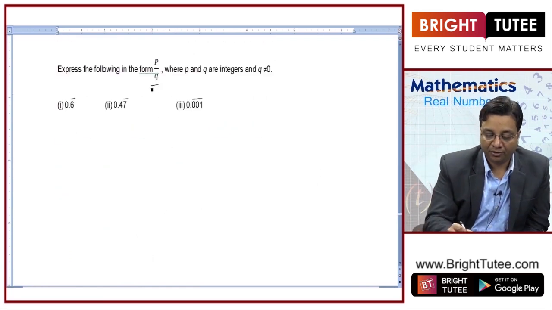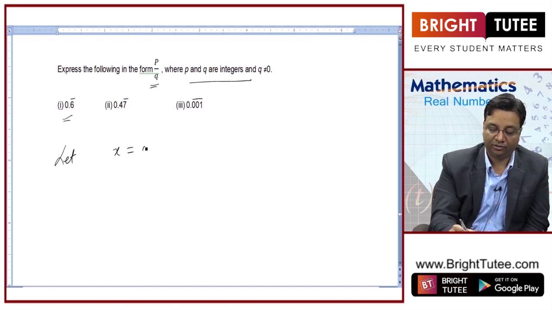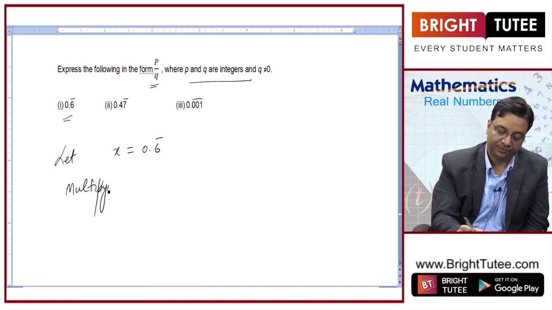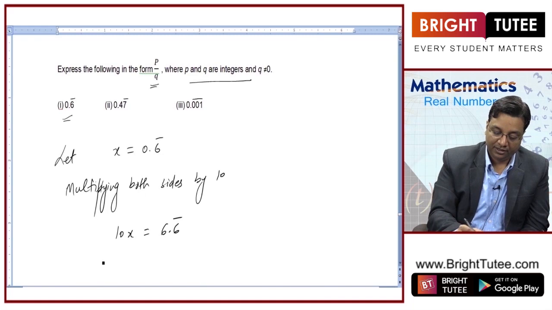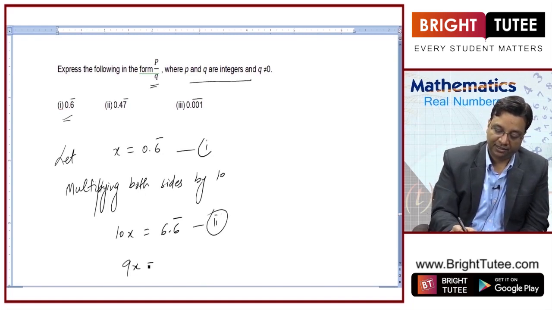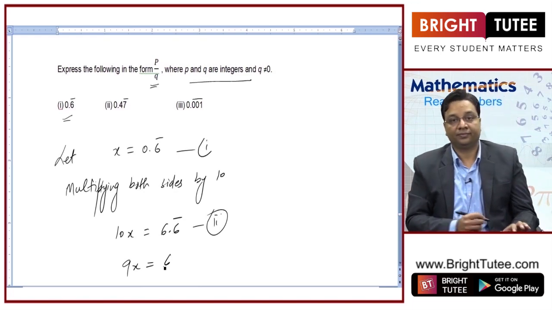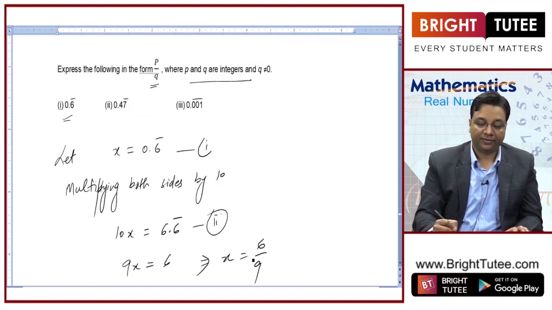Express the following in the form of p by q, where p and q are integers. First number, let us take it as equal to x. So, let x equal to 0.6 bar, multiplying both sides by 10, I will have 10x equal to 6.6 bar, right. Subtracting 1 from 2, I will have 9x equal to 6, right. So, x will be equal to 6 upon 9.